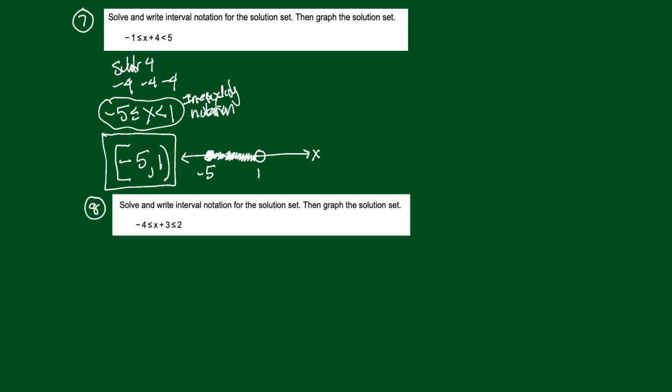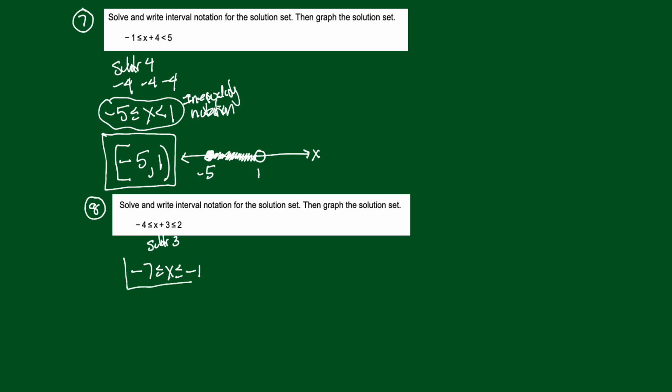Let's solve this. Now this is almost the same as number 7, just some different numbers. I think what I'm going to do is subtract 3, right, to isolate the x. So the plan is to subtract 3. So we will get, what do you get here? Negative 4 minus 3 is negative 7. Now that's less than or equal to x. 3 minus 3 is gone. Less than or equal to now 2 minus 3 is negative 1.